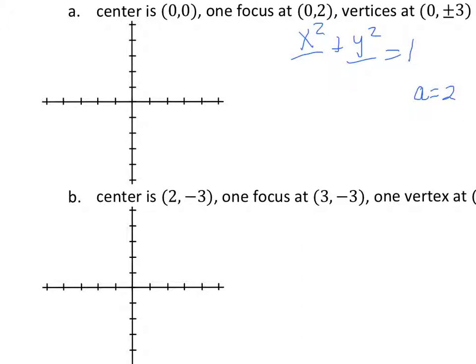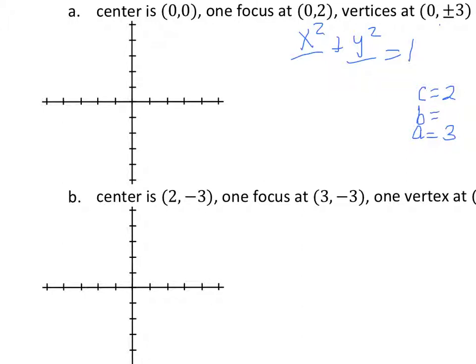What do we know C is? Because it's a focus, we know C is 2. Now we know the vertices are at (0, plus or minus 3). So what is A? A is 3. Now we just got to figure out B, and we're golden.